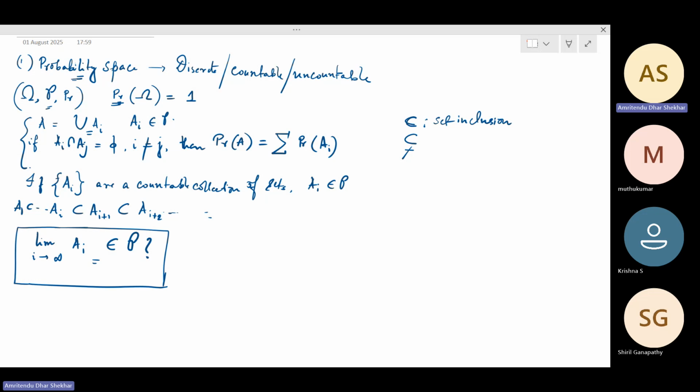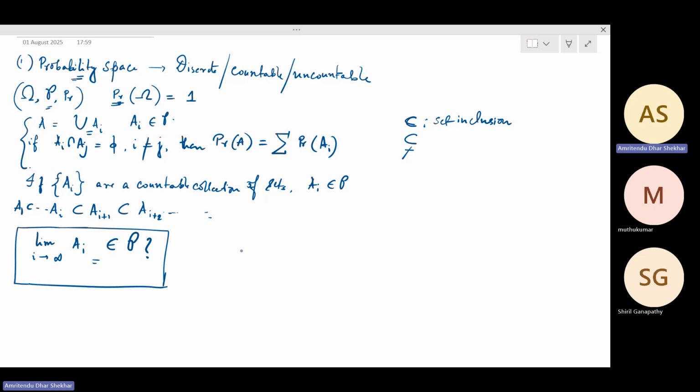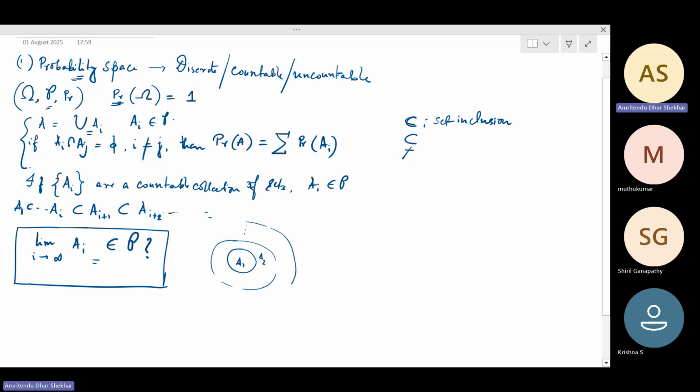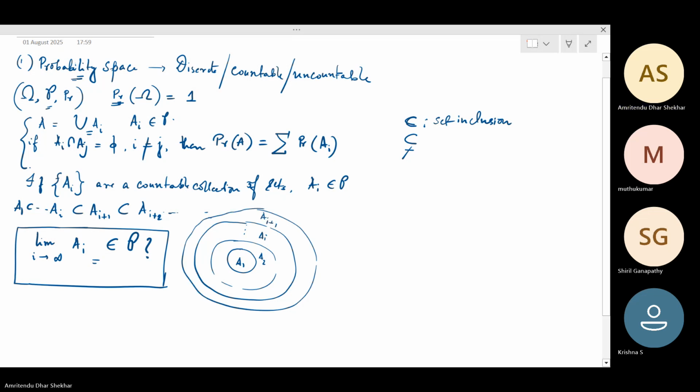What we have to do is think of a diagram like this. Let's say you have a collection of sets, let's say A1, and then you have a bigger collection, let's say A2, and likewise you have these collections. So imagine sets like these, up to AI plus one. What you do is create a disjoint sequence of sets. So you define a set called delta I, where delta I is equal to AI plus 1 minus AI.